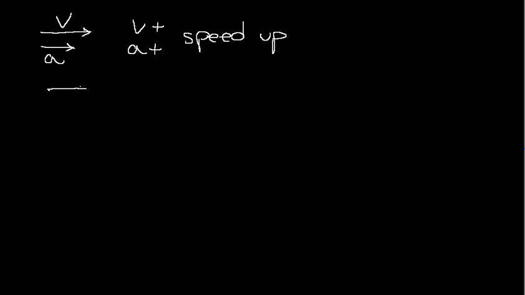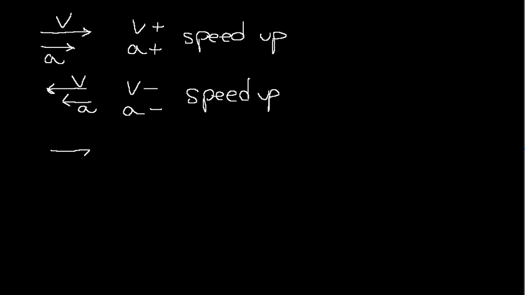Suppose I'm going the opposite direction, like this, so my velocity is in the negative direction, and my acceleration is in the negative direction. So my velocity is negative and my acceleration is negative. In that case, I'm still speeding up, but I'm speeding up to the left as opposed to speeding up to the right.